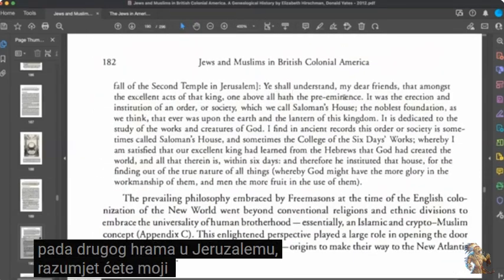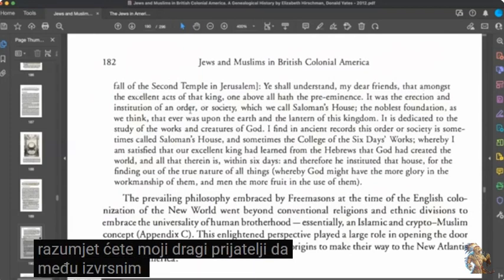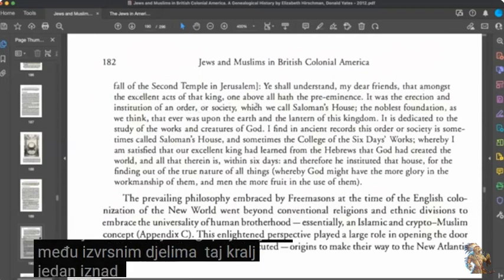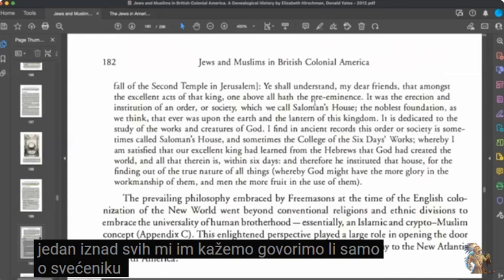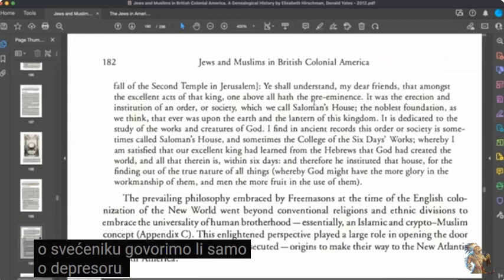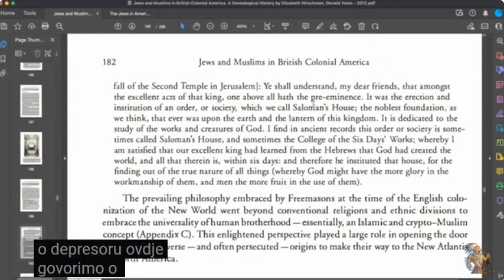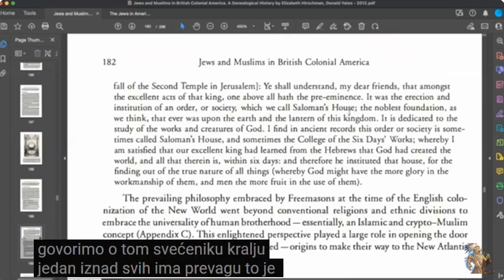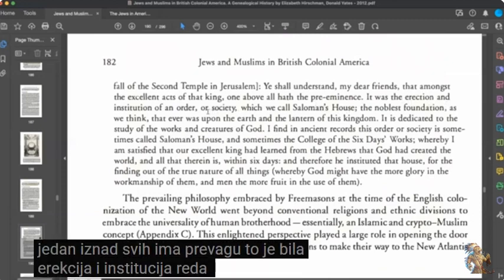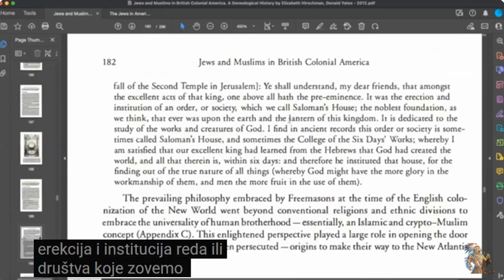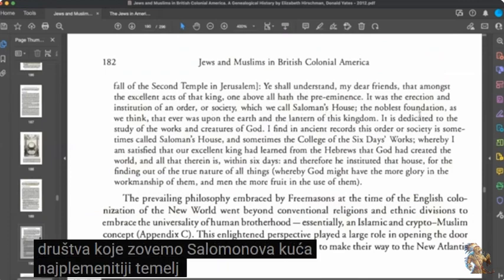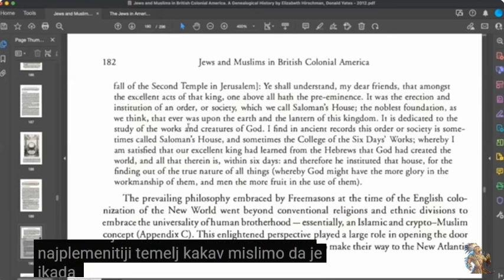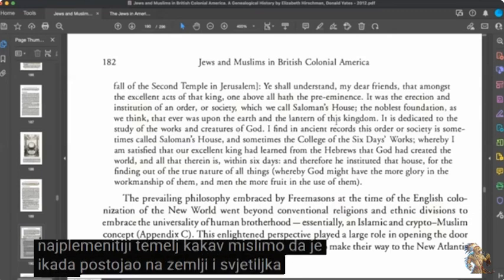Ye shall understand, my dear friends, that amongst the excellent acts of that king, one above all, are we just talking about the prester here? We're talking about that priest king? One above all has the preeminence. It was the erection and institution of order or society, which we call Solomon's house, the noblest foundation, as we think, that ever was upon the earth, and the lantern of this kingdom.